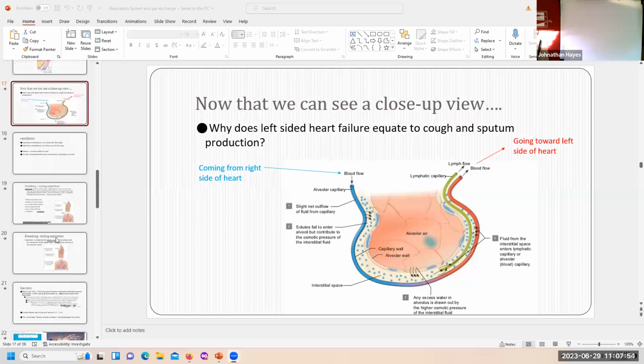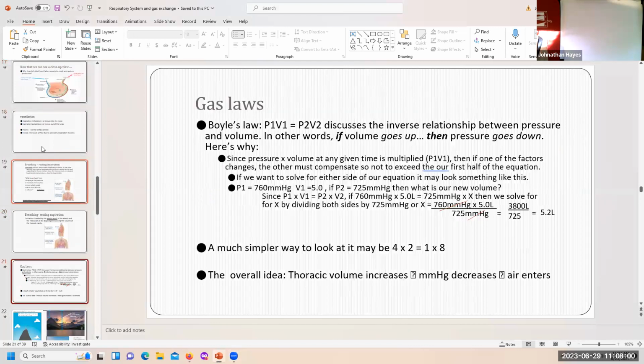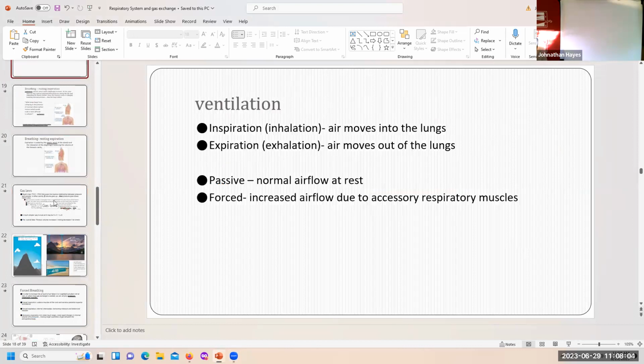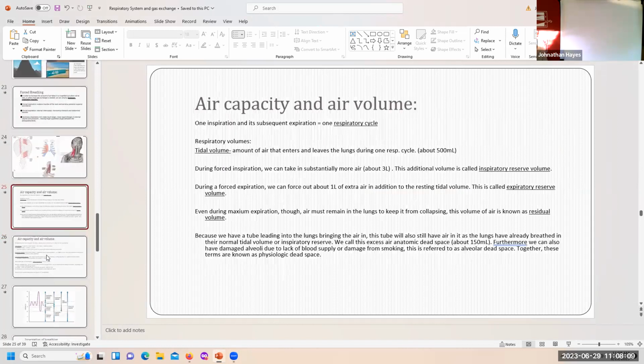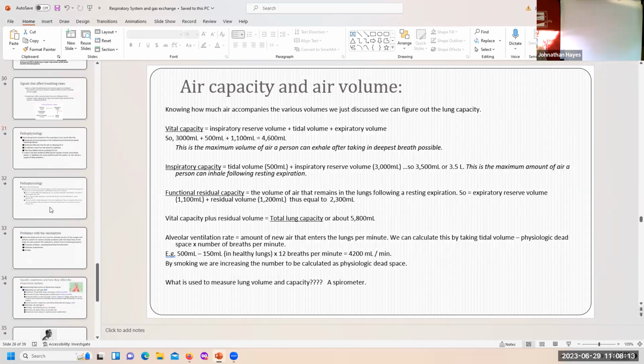Let's take a quick break. Talk about ventilation. Easy stuff we've already talked about before. Tie that into Boyle's law, just in case it comes up on a standardized test. Talk about different types of breathing, air capacities, air volumes, and then pathophys is pretty short.